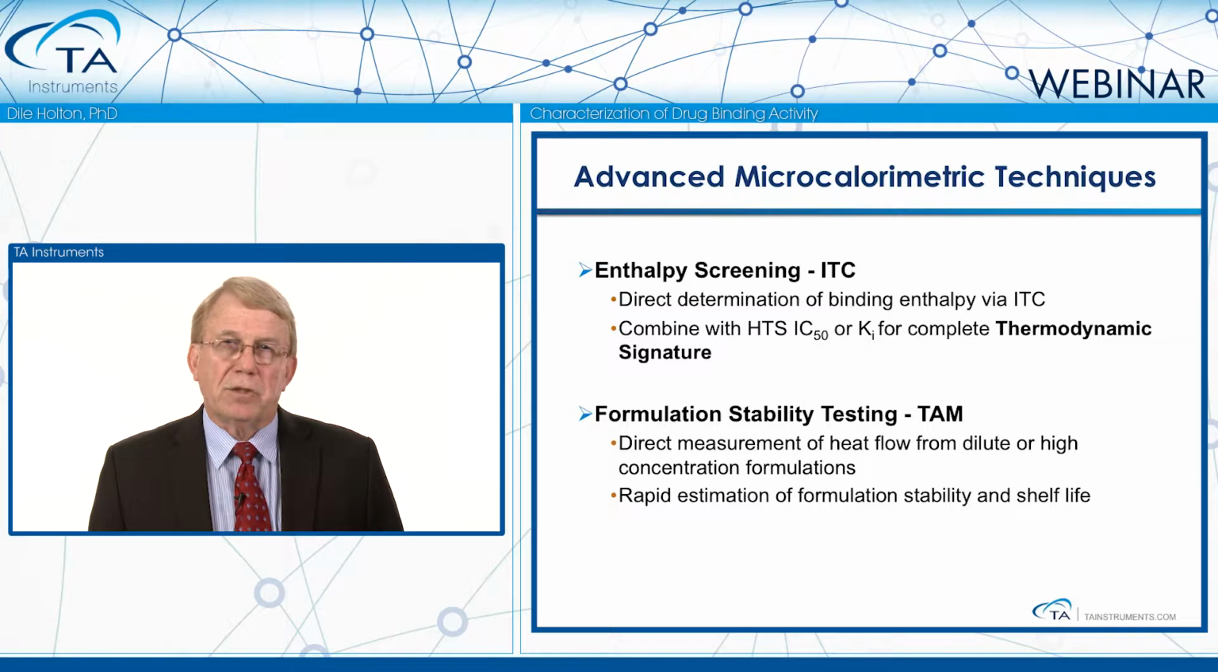The second set of data I'm going to talk about comes from looking at isothermal microcalorimetry. This is something done very effectively on a TAM instrument, a thermal activity monitor. It is an isothermal measurement that is unmatched in its sensitivity and flexibility, and it's a direct measure of the heat flow from either a dilute solution or, more commonly these days, a very high concentration biological. And you could rapidly estimate the formulation stability and the shelf life, and to a certain extent, the aggregation potential that's going on in a biological as it's sitting in a static formulation.